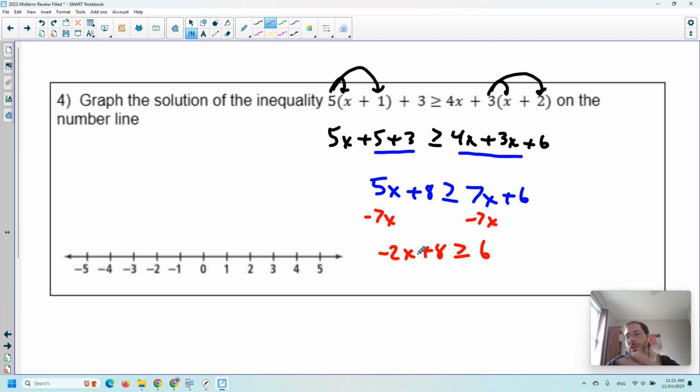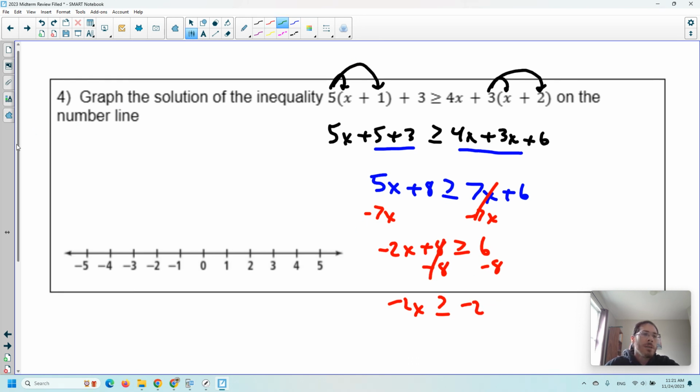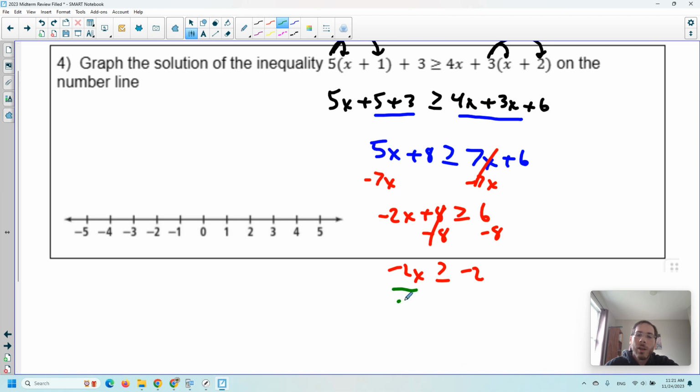Since I put the x's on the left, I have to put the number on the right. So I have to do minus 8 on both sides. Oops, wrong slash. So I'm going to do negative 2x is greater than or equal to negative 2. And I have to divide both sides to get x by itself. So I'm going to divide both sides by negative 2. So I get x and 1.